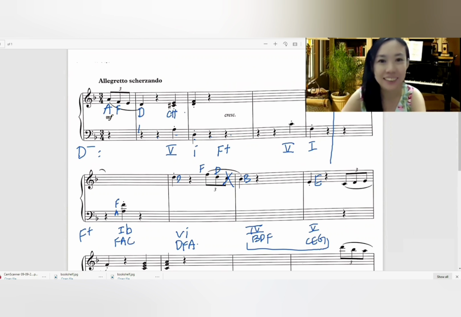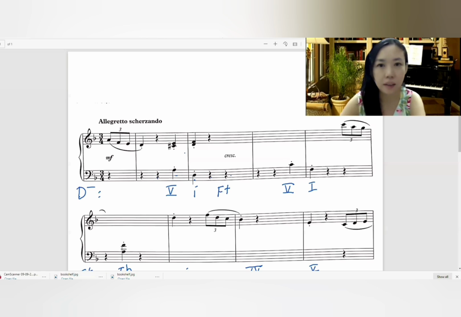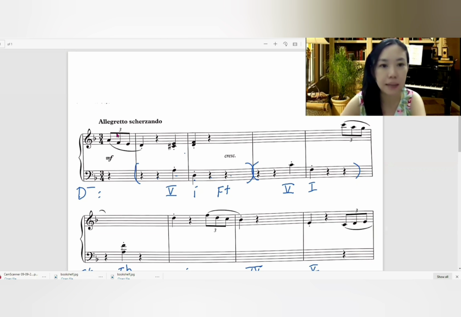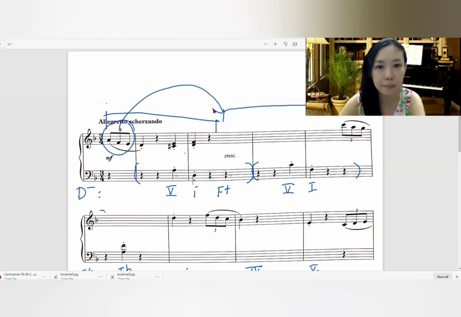As you can see, the left hand has the same pattern, so the right hand also repeats the same pattern. This whole phrase and the rhythm pattern must be repeated over here. Here it starts with triplets, so over here I also do the same thing.